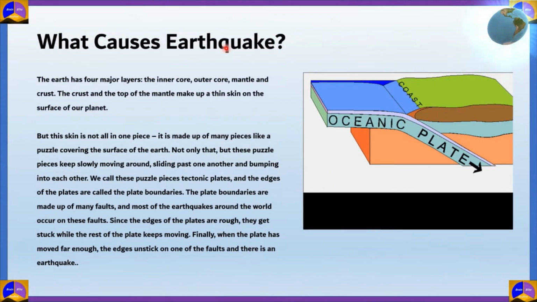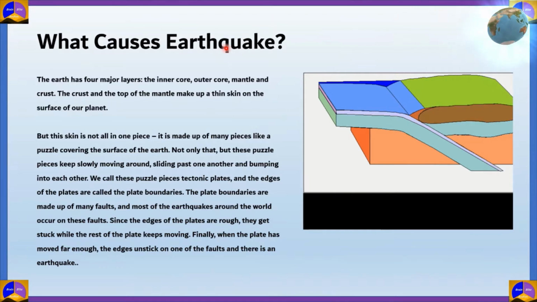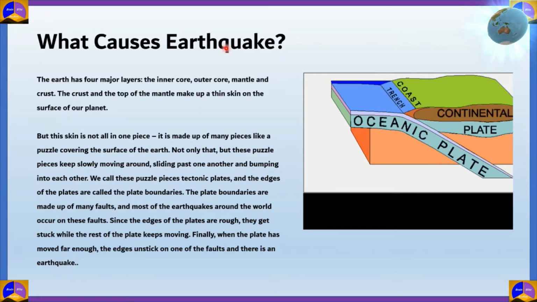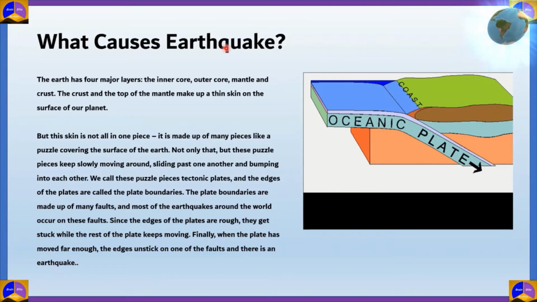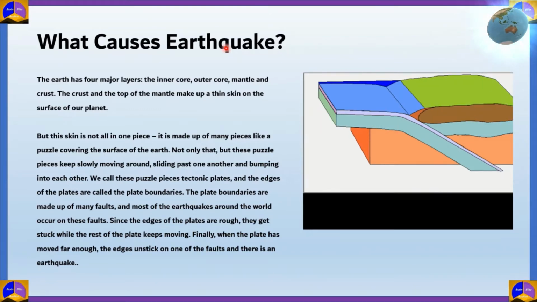Now, we know what an earthquake is, but what causes an earthquake? Well, to understand this, we need to think of the earth as an onion. An onion has many layers, and similarly, the earth has many layers as well. The earth has four major layers: the inner core, which is solid, the outer core, which is molten, the mantle, and the crust. The crust and the top part of the mantle make up a very thin skin on the surface of the earth.